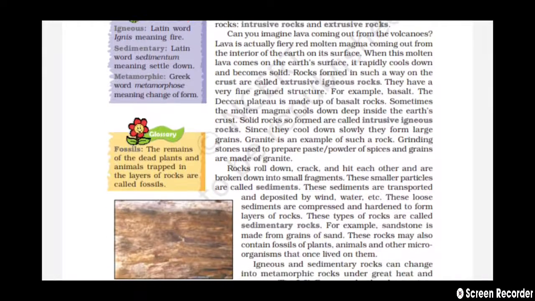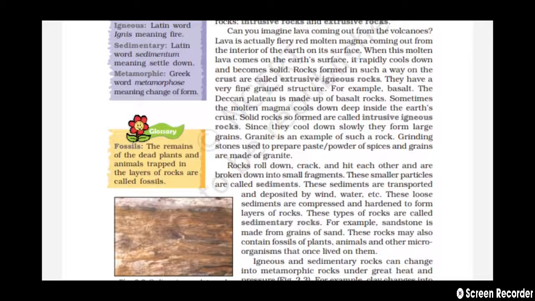Can you imagine lava coming out from volcanoes? Lava is fiery red molten magma, coming out from the interior of the earth onto its surface. When the molten lava comes onto the earth's surface, it cools down rapidly and becomes solid. Rocks formed in such a way, when lava comes over the crust of the earth, are called extrusive igneous rocks.